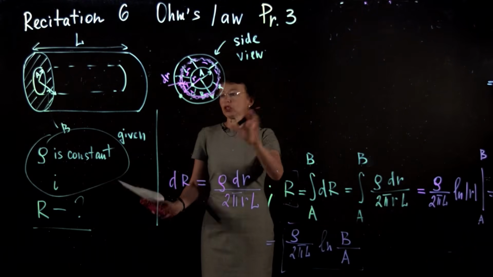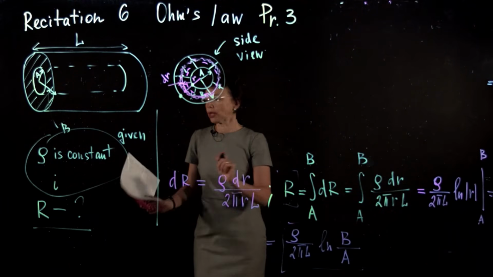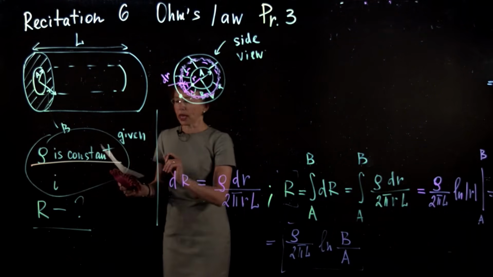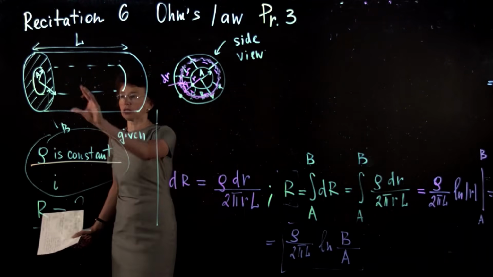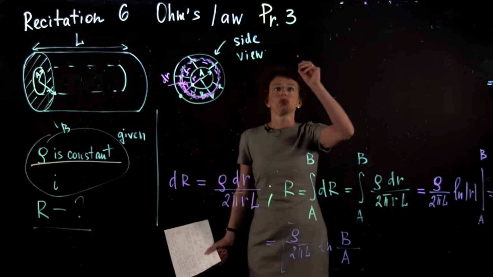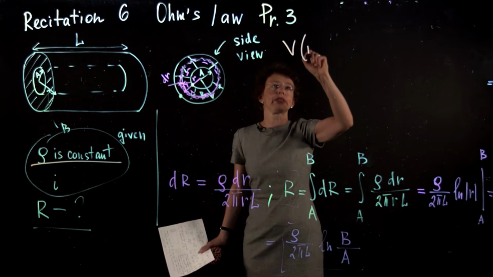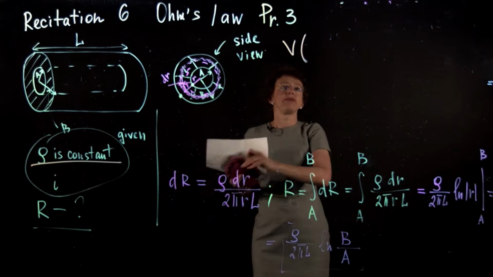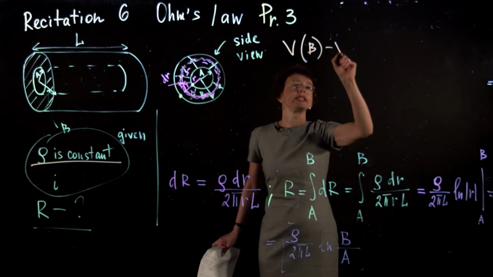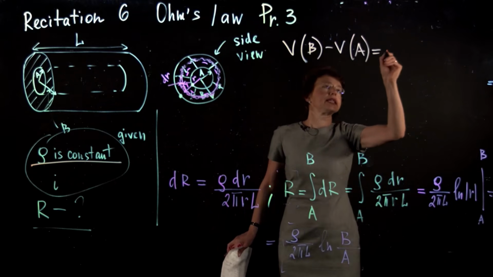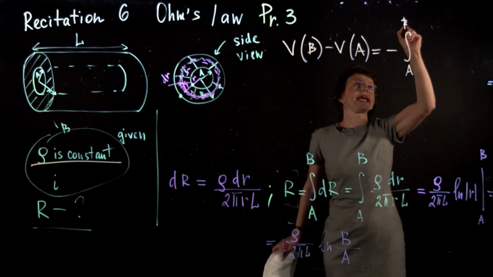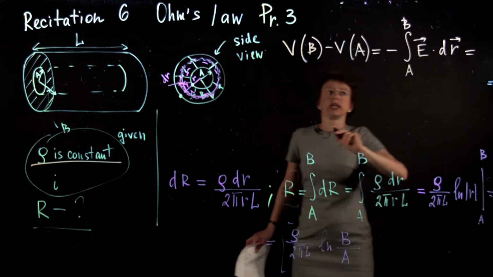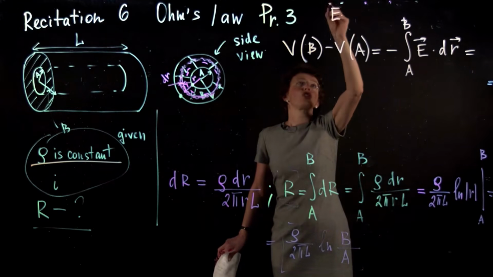There is another way to think about this problem, so let's come back to rho constant. Resistivity is constant. Again, I'm looking for the resistance of this shell. So we will find first the difference in the electric potential between two radii, V at B minus V at A. It is equal to minus the integral from A to B of E dot dr. E is rho J.